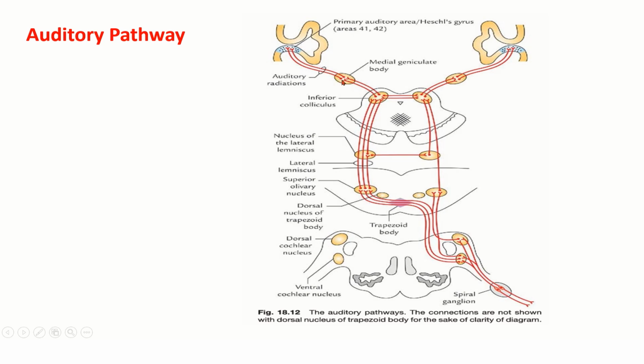From the medial geniculate body, it passes through the sublentiform part of the internal capsule through auditory radiation to the primary auditory area in Heschl's gyrus. So you can see here this is the first order neuron. Here you can see this is the second order neuron, this is the third order neuron, and this will be the fourth order neuron.